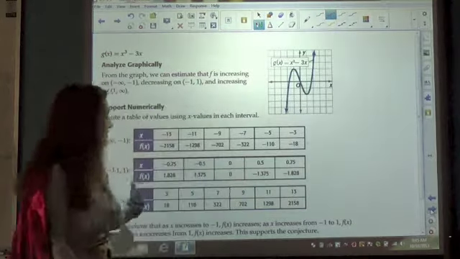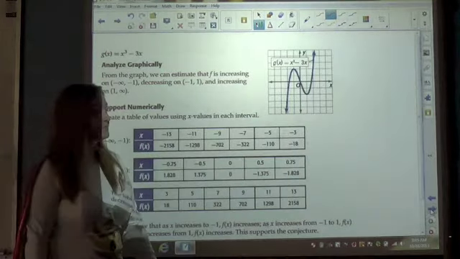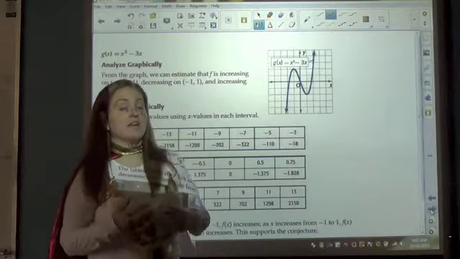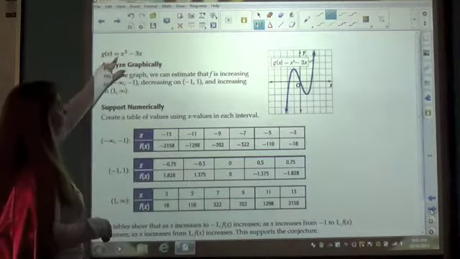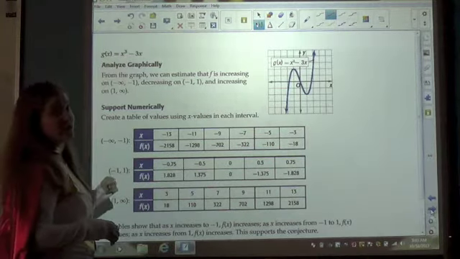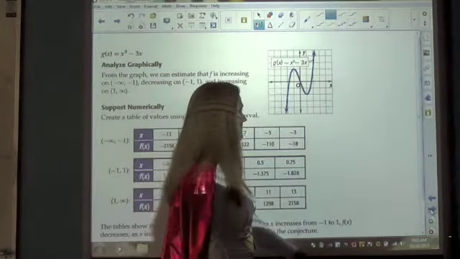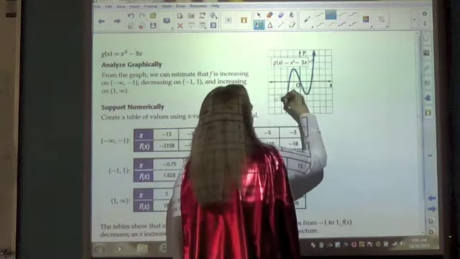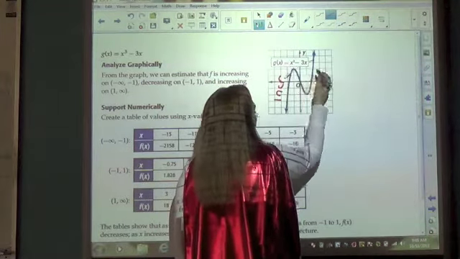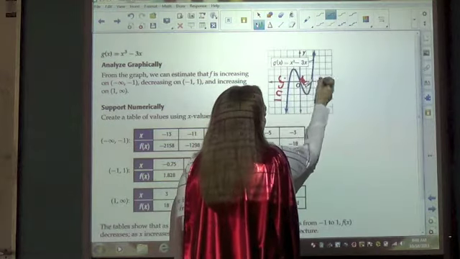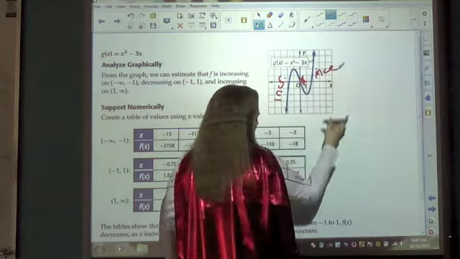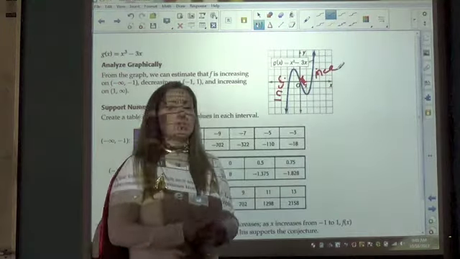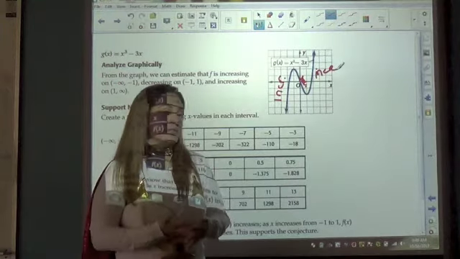So, I just took this from the book because it was actually really good. Before I even look at anything, it's basically asking, analyze the graph. Analyze g of x equals x to the third minus 3x. So, if I'm looking at it, we can just look at it. This is increasing. This is decreasing. This is increasing. By looking at the graph: increasing, decreasing, increasing. So now we have to decide the intervals of this.